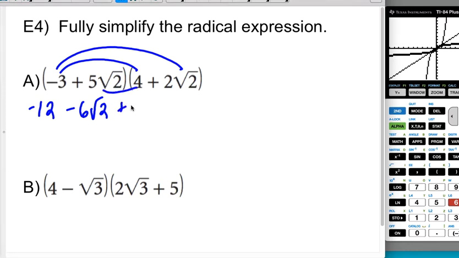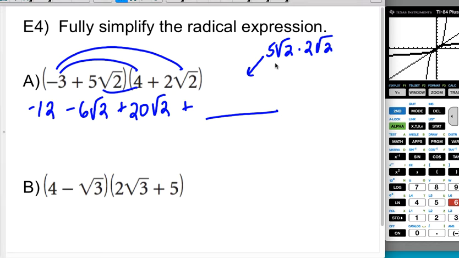Inner is going to be a 20 root 2, right, because it's the 5 times the 4, but I can't multiply the stuff inside the root. And then last is going to be, and this is the one that's the tricky one for a lot of people, right? When I do 5 root 2 times 2 root 2, I have to multiply the stuff that's not inside the root, and then I can multiply the stuff inside the root by itself.